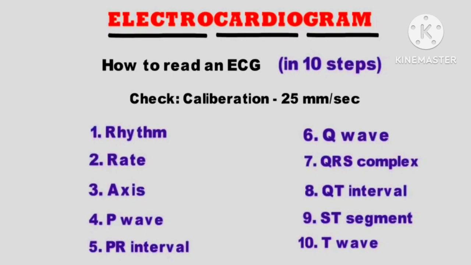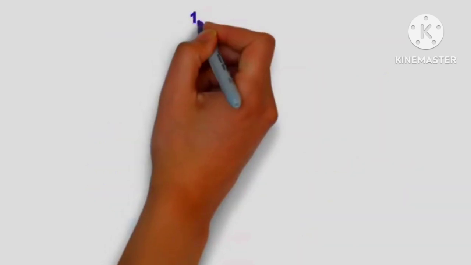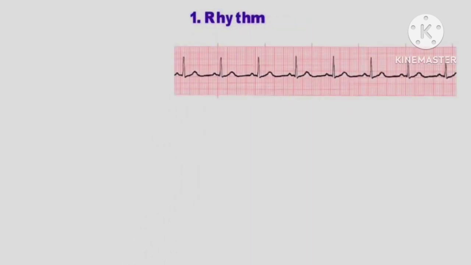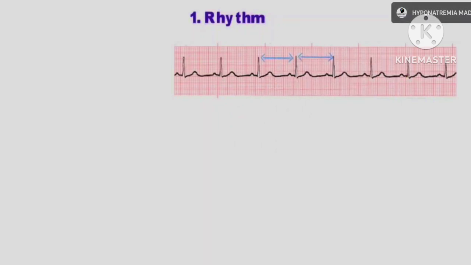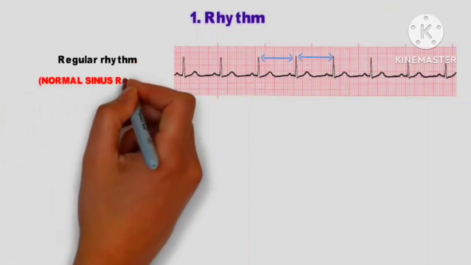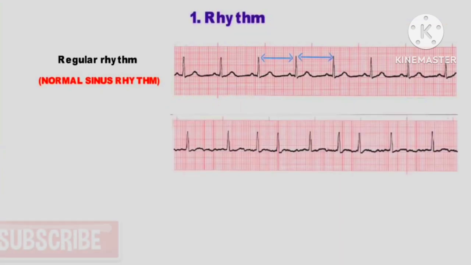So, we'll discuss the ECG interpretation in this manner: rhythm, rate, axis, P wave, PR interval, Q wave, QRS complex, QT interval, ST segment and T wave. Now, step 1 is rhythm. To check the rhythm, we check the RR interval. As in this ECG, RR intervals are equal, and there is a P wave before every QRS complex. So, this is a normal sinus rhythm.